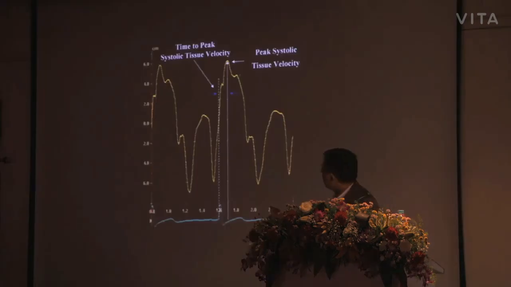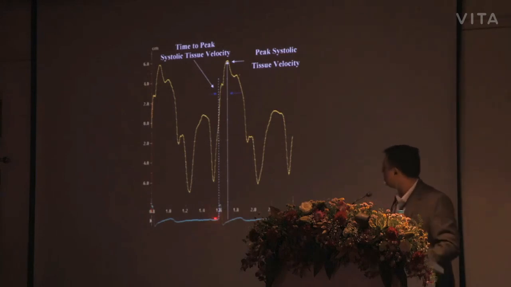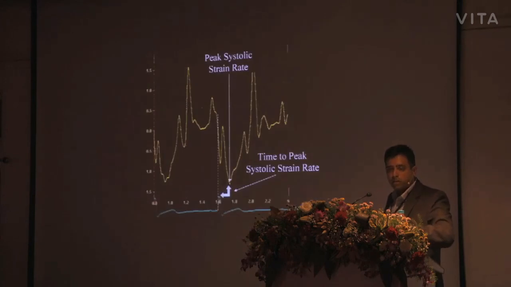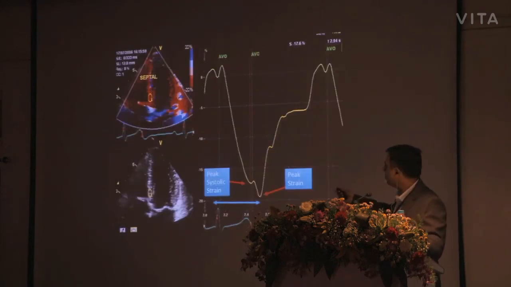Okay. Here are some of the intervals. This is peak time to the systolic velocity that you can measure from the start of the QRS to the start of the S wave. You have time to relaxation you can measure. You have the time to peak systolic strain and the peak systolic strain rate, whole bunch of them on and on.